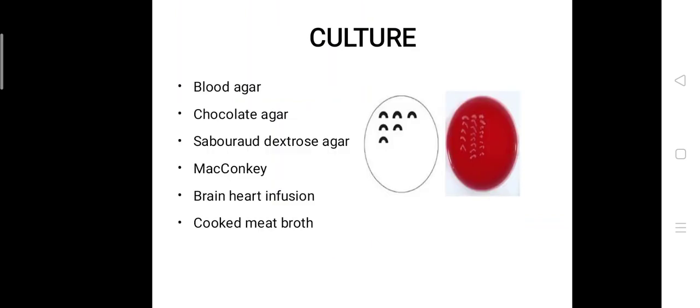Some of the culture media used are blood agar, chocolate agar, Sabouraud dextrose agar, which is commonly used for fungal culture, then MacConkey, then the brain heart infusion, then the cooked meat broth. You have to gently smear material on the surface of the agar in a C-streak, taking care not to puncture the surface of the agar. However, this C-streaking is not mandatory if you label your plates properly.